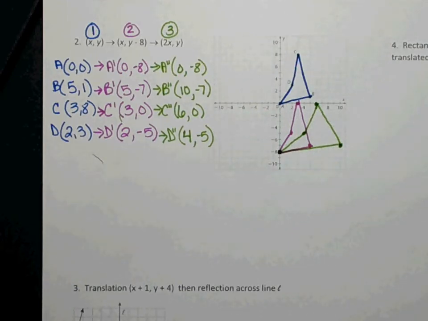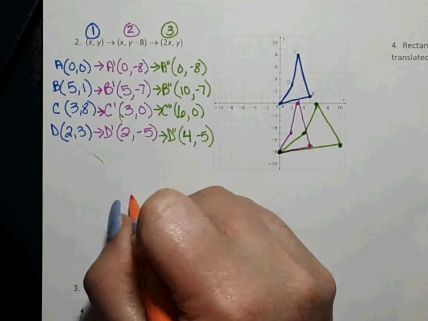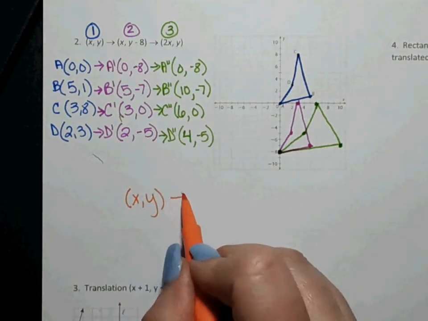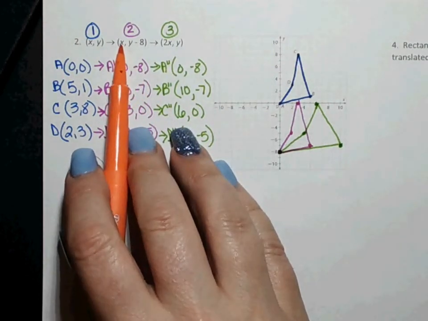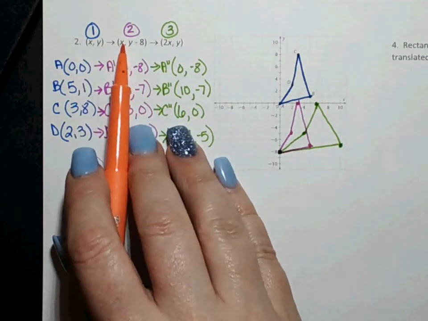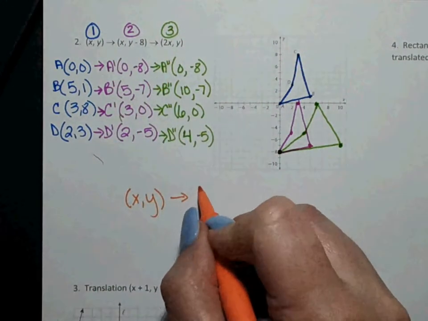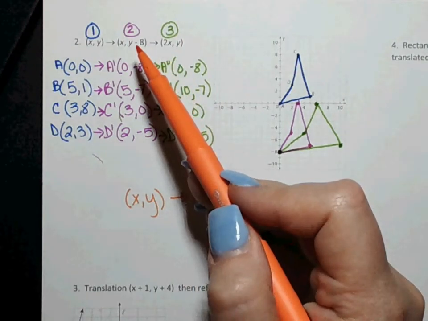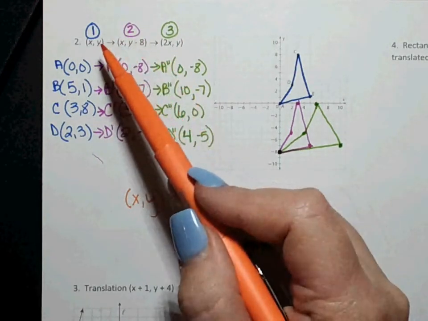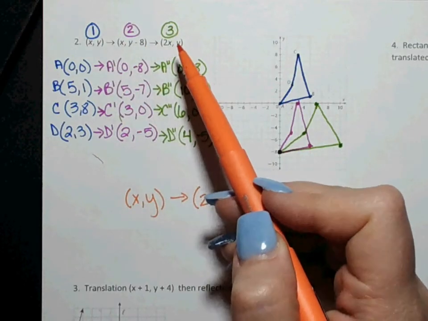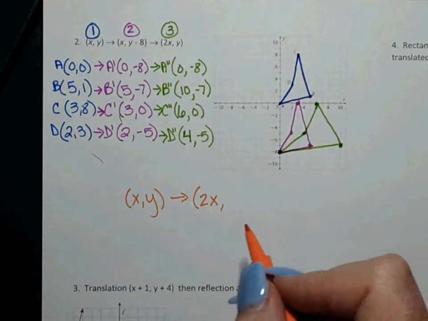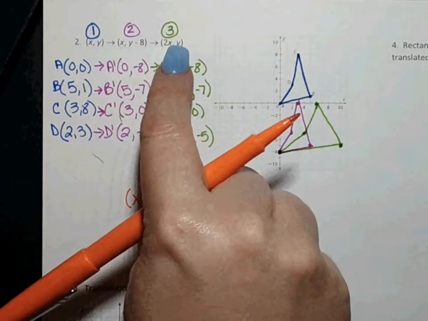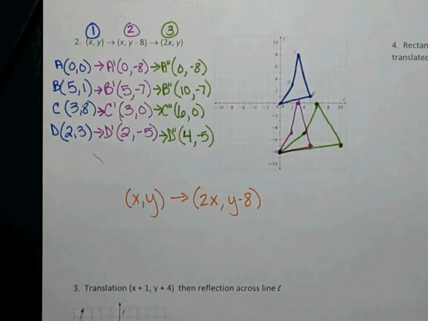All right, so if we wanted to write this as a single transformation, we would start with our x and our y, our original points. And then let's look and see what happened here to our x values. So from here to here, we did nothing, but from here to here, we multiplied by 2. And then lastly, our y values did not change from the second to the third transformation or images. So we just have y minus 8. So this is this sequence written as a single transformation.